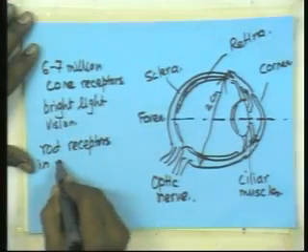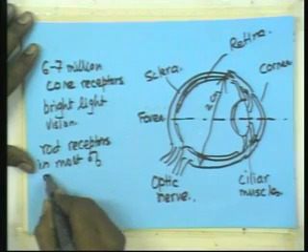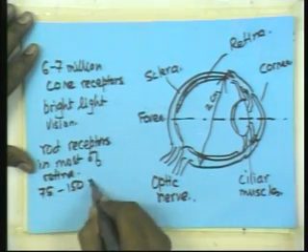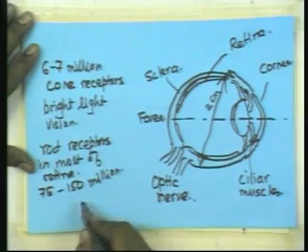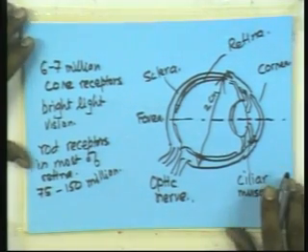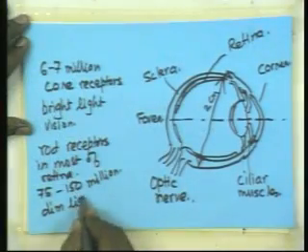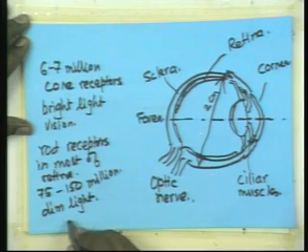Out here we have some cones, but we have mostly what is called rod receptors, in most of the retina. And there are something like 75 to 150 million rod receptors. So, that is much larger than any camera receptor. These are not good for color vision. They basically work with dim light, and they give basically a gray type of image.